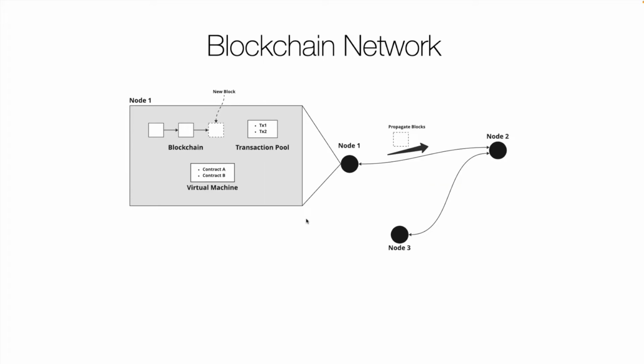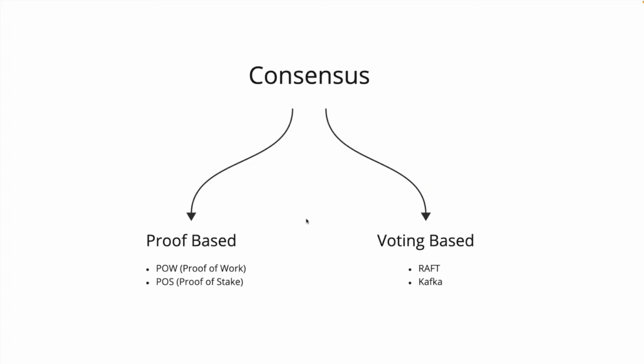So now, who exactly propagates the blocks? Who exactly will publish these blocks that will change the state of the network? For this reason, we have something called consensus. Consensus basically is just an agreement among all of the nodes on who is supposed to publish the block currently. We have two types of consensus: proof-based and voting-based.